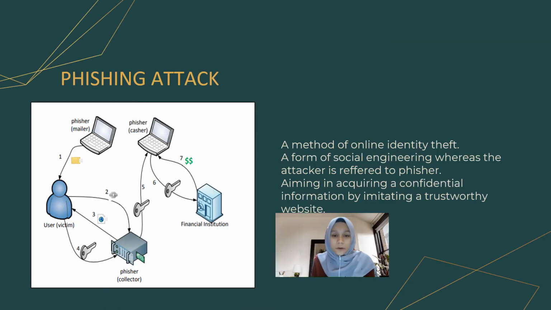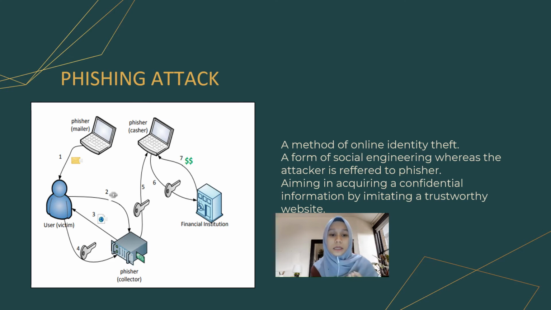Another attack involved in the organization selected is phishing attack. Phishing attack is a method of attack that stores another identity and a form of social engineering whereby it involves both attacker and the user. The attacker is often referred to as a fisher while the user is referred to as the victim. Referring to the figure provided, we could see that the first step of phishing attack is where the attacker sends an email to the victim.